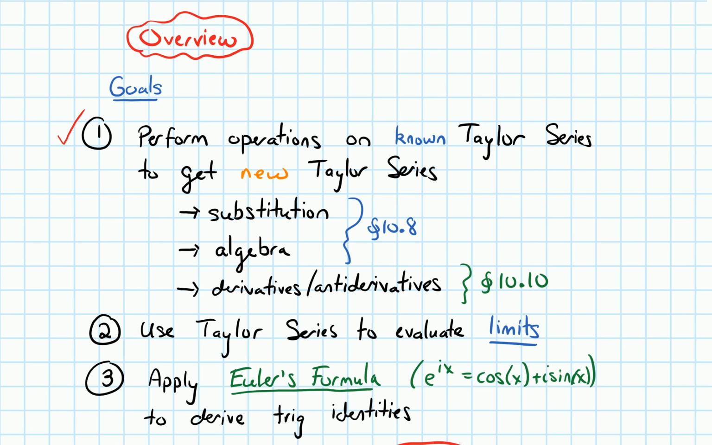Alright, so in terms of our goals, I've actually jumped around here a little bit. We have talked about goal 3, applying Euler's formula to quickly derive trig identities. So I'll end this section with a video, a shorter video, on using Taylor series to evaluate limits.